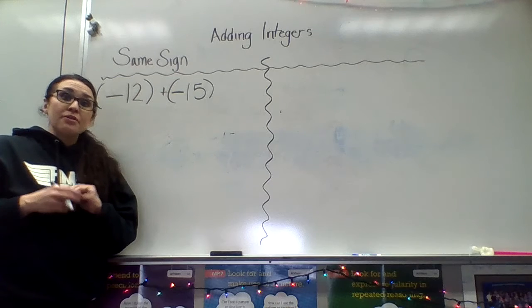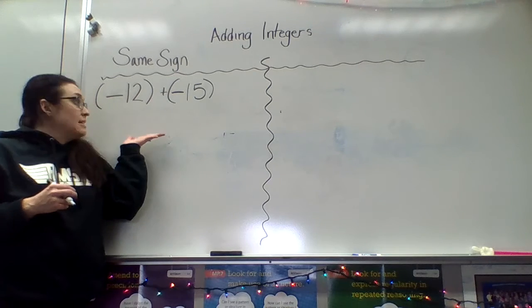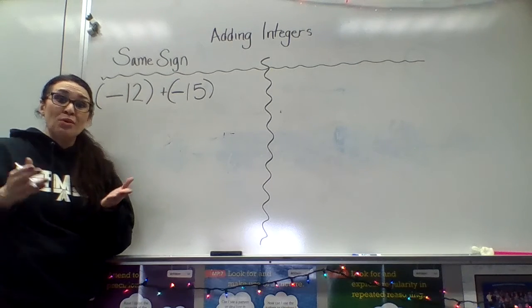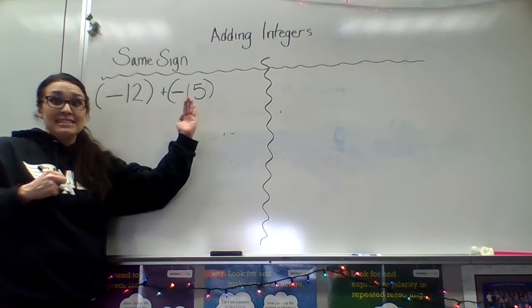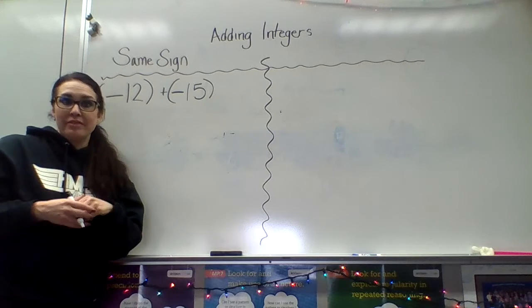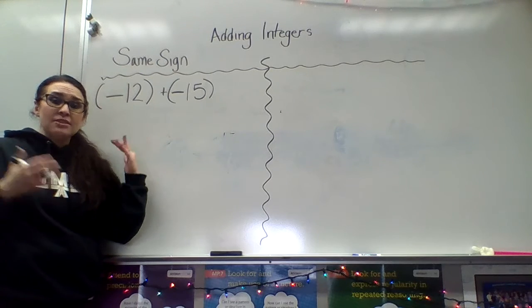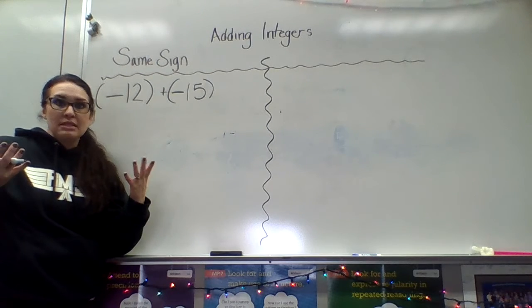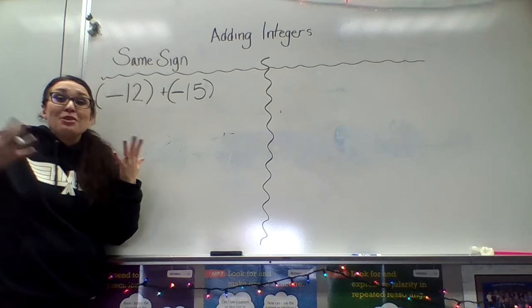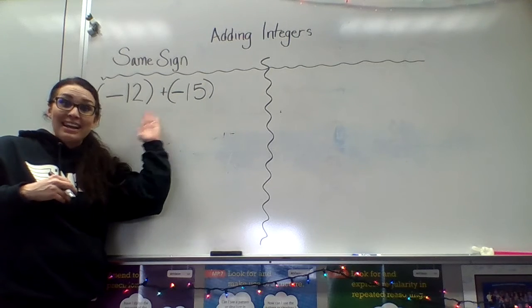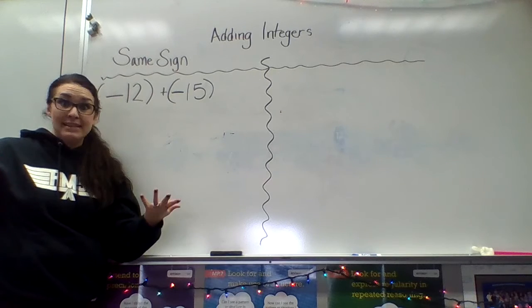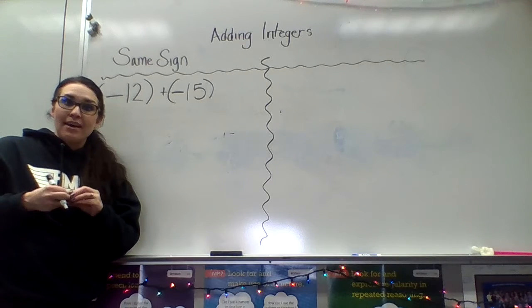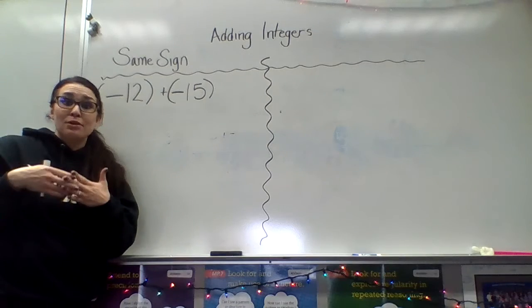Now notice the reason that I wrote these in parentheses is so that you knew that that was a negative 12, not minus 12. Same thing, this is a negative 15, not minus 15. So again, these parentheses are just those symbols that we're using to help us organize this problem. So a beautiful thing is that when we are adding integers with the same sign, the answer will have the same sign, and we're simply talking about adding their absolute values.